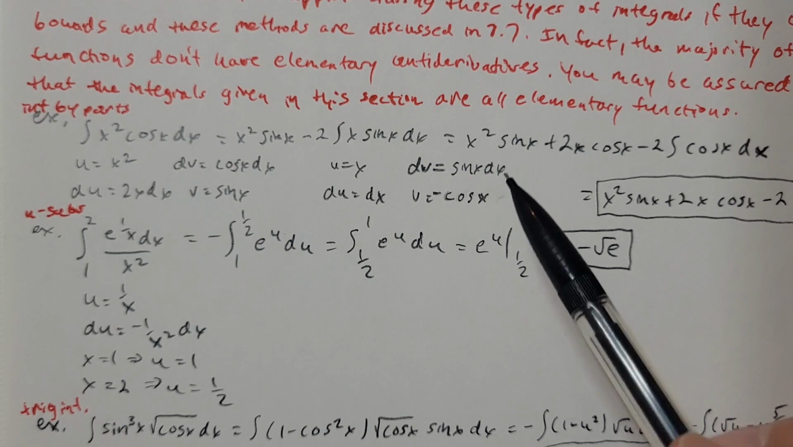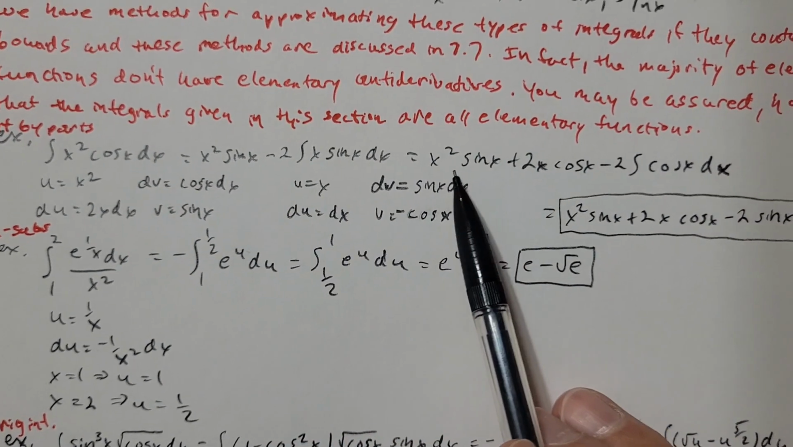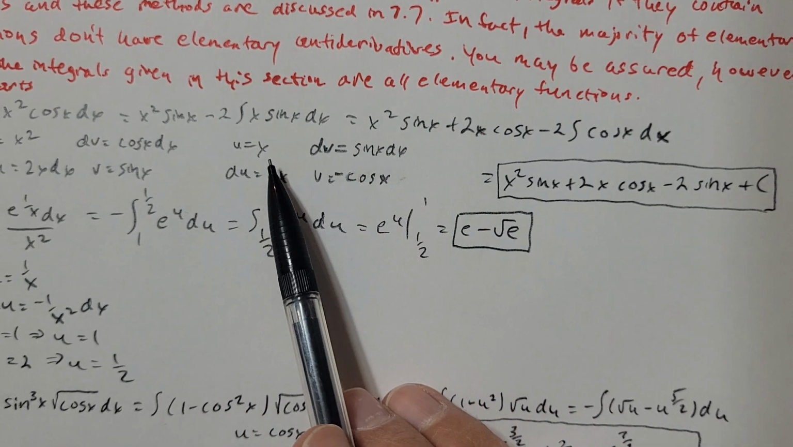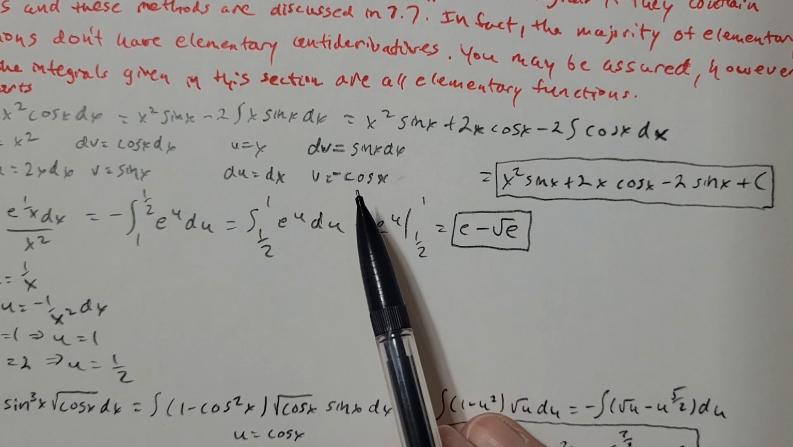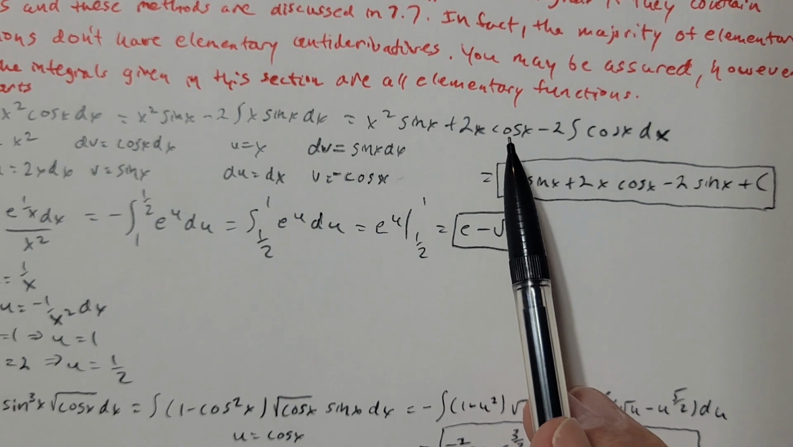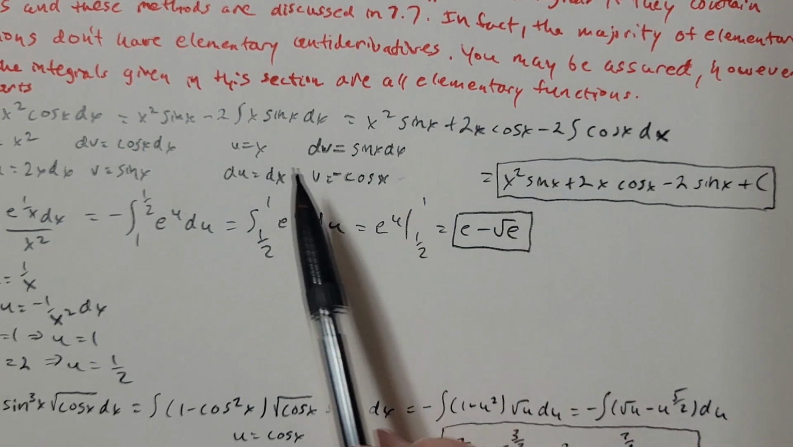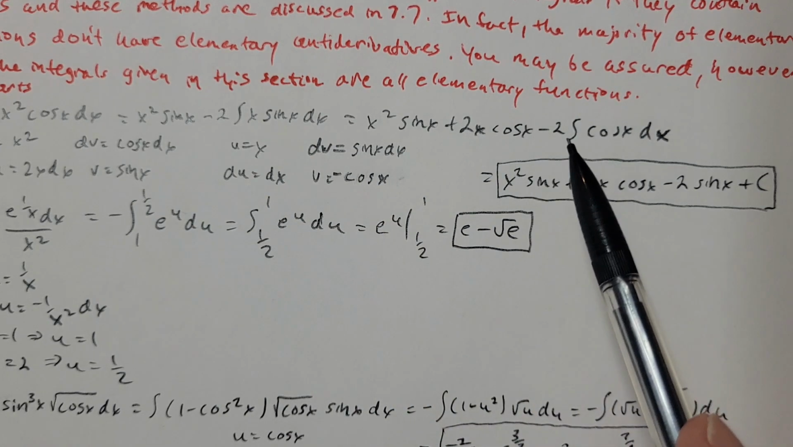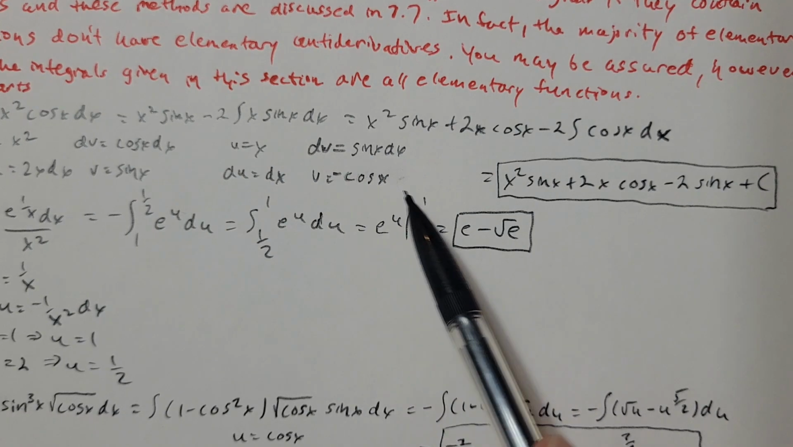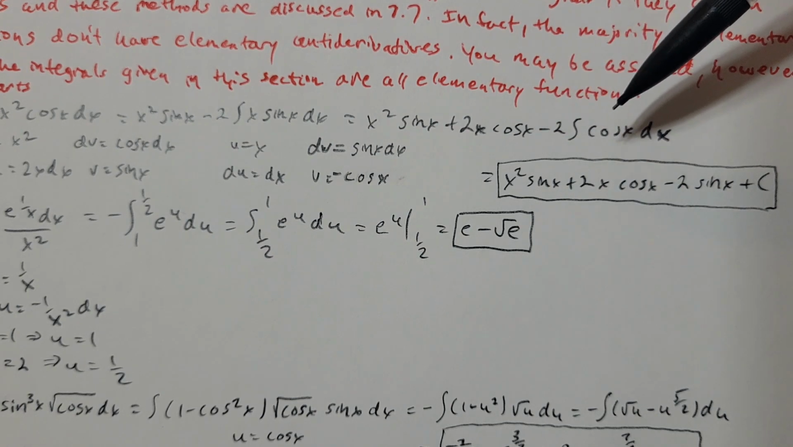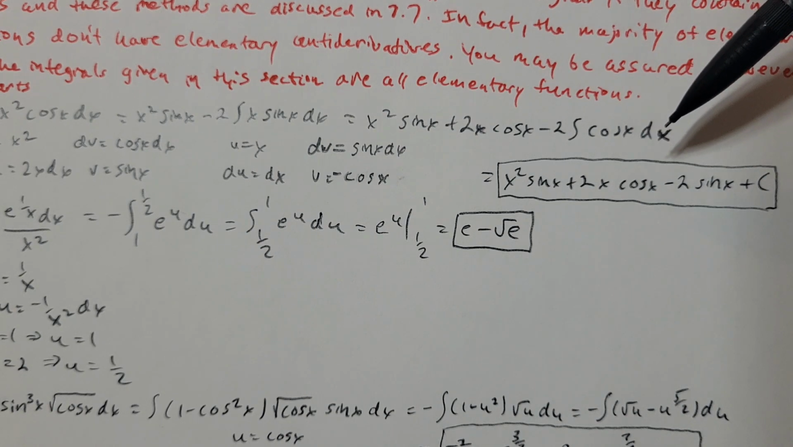So then I got x squared sine x, and then minus 2 times negative x cosine x. That's minus and negative, which means plus 2x cosine x. And then minus 2, I'm bringing in the 2 there, times the integral of v du. Well, I have the negative I can bring out there. So minus 2 times the antiderivative of cosine of x dx.